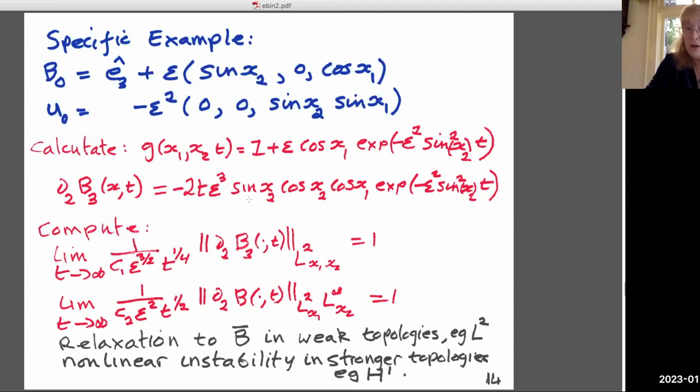So we can compute the norms. And in particular, if we compute the L2 norms, as we've done here, of the second derivative of B3, we find that as t goes to infinity, these L2 norms are growing. This one grows like t to the quarter, and this one grows like t to the half. So although this particular example gives us relaxation to a very well-defined object, B bar, in weak topologies such as L2, we actually have nonlinear instability, because this is an exact solution of our nonlinear equation, in a stronger topology that involves derivatives, for example, H1.